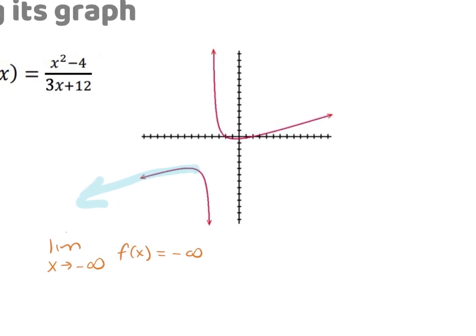And then on the right side, my arrow is going in this direction. So the limit of my graph as x approaches positive infinity is what? Positive infinity. Increasing without bound.